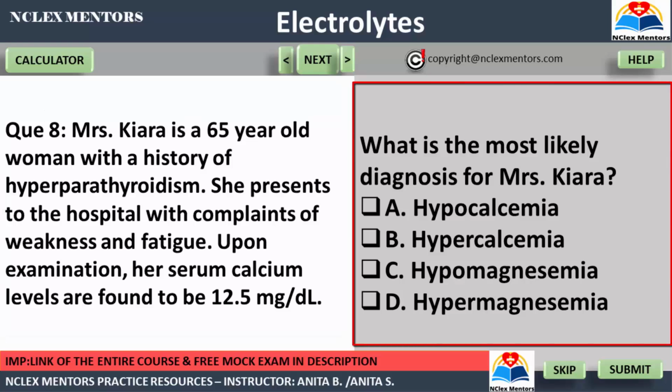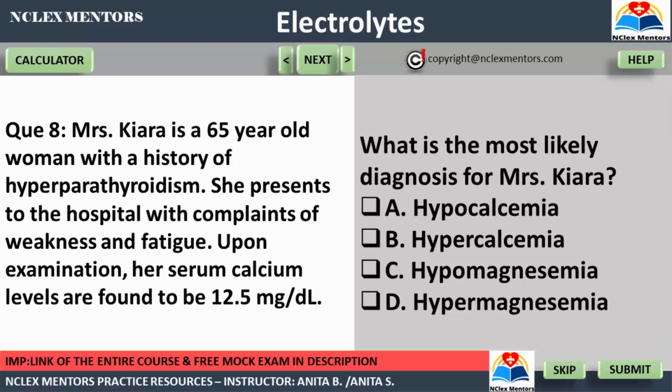The options given to you for this question on the screen are: Option A, hypocalcemia. Option B, hypercalcemia. Option C, hypomagnesemia. Option D, hypermagnesemia. Take your time to go through the question and each of these options. The timer starts on top right corner of the screen, but if you need more time, you can pause the screen as well.